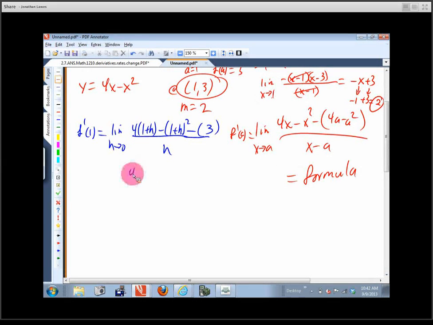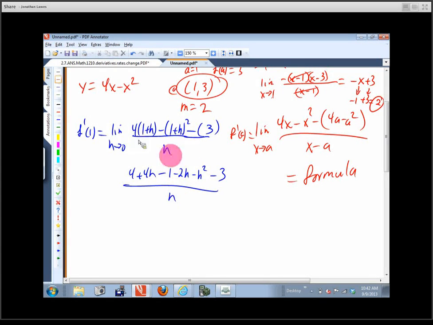So this is going to be 4 plus 4h. Careful here. What do we get when we square this out? 1 squared plus 2h. They were all positive. Put a negative in front of every one of them. Is that all right? Skipping too much work there? Are we okay? All over h.